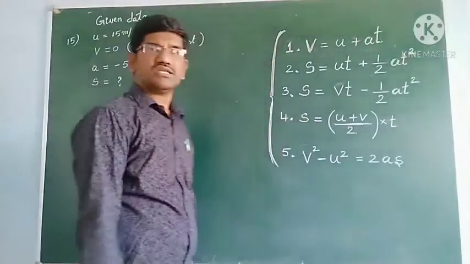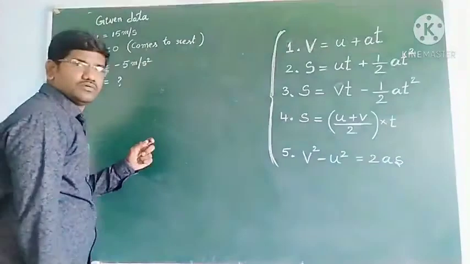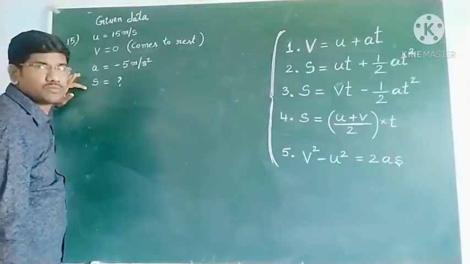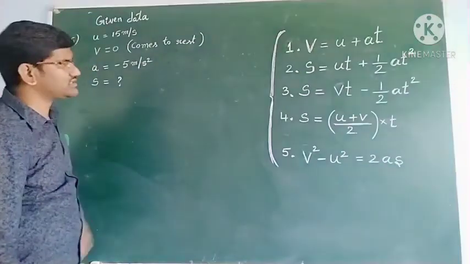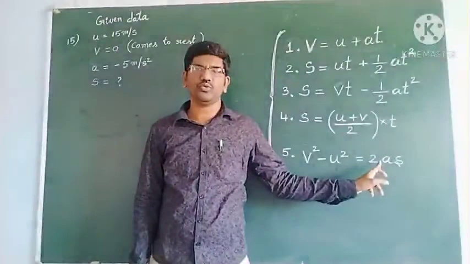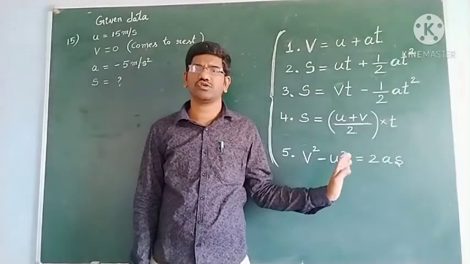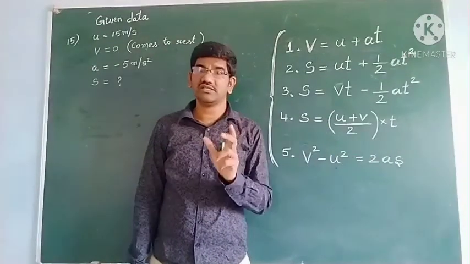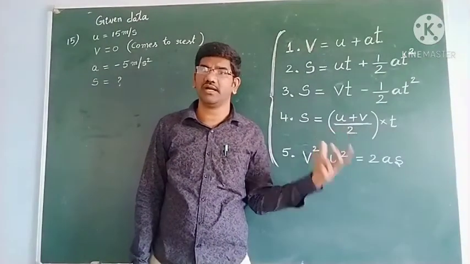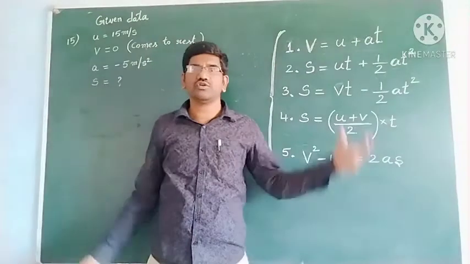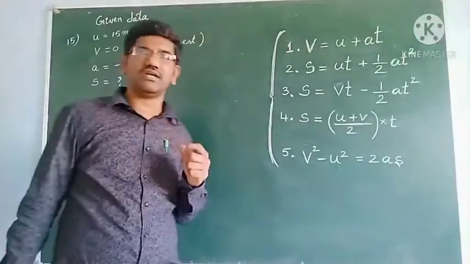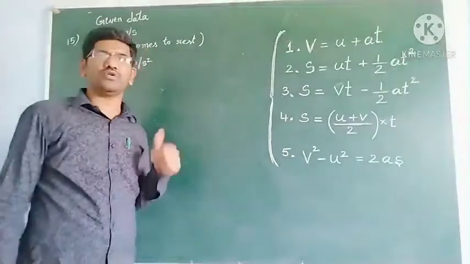Then which equation is suitable for you? You select. u is known, v is known, a is known, s is the question mark. With u, v, a, s, the suitable equation is v square minus u square is equal to 2as. Out of all the equations, scan and select the one that fits the given data, and then calculate the unknown.